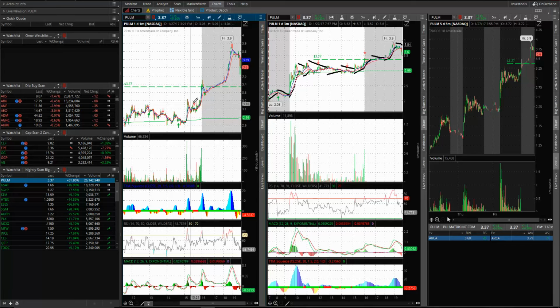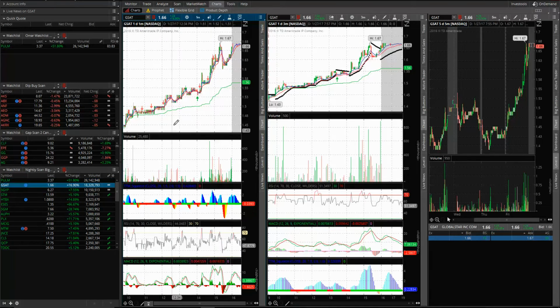Because this stock closed holding its highs, it's absolutely going to be on my watch list. So I type plum, and now it's on my watch list. All right, and let's look at the next chart. Click GSAT. Look what it did.